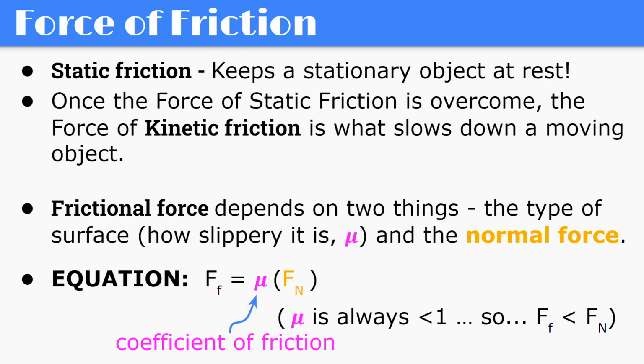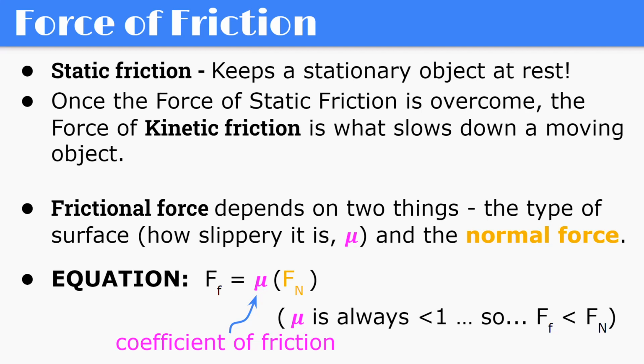But if I push it hard enough and I overcome that static friction, which of course we can do, we can push harder, the friction is still acting on it. It's just now called kinetic friction, and that's the friction that's going to slow down the moving object. If I push the desk and I overcome its static friction, then now it's moving. The friction will eventually cause it to stop.